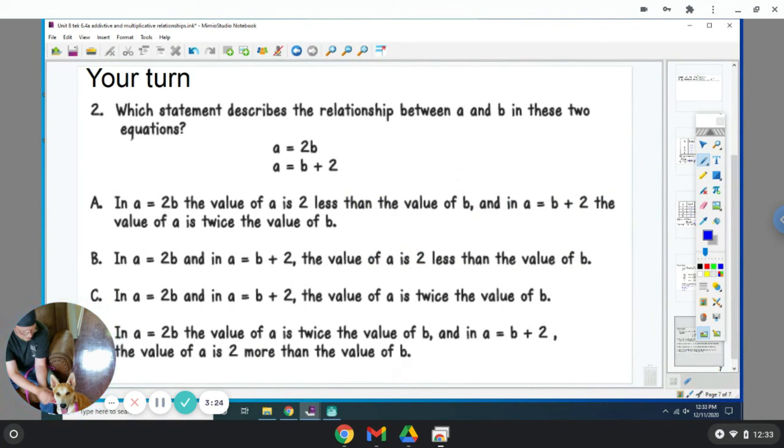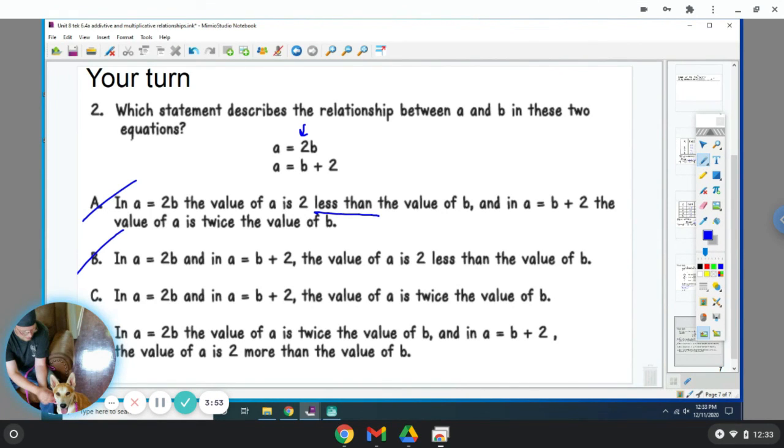Okay. And which statement describes the relationship between a and b in these two equations? So in this one, 2 is being multiplied, and in this one, 2 is being added. So in 2b, the value of 2 is less than the value of b. No, less than means to subtract. That's not right. In 2b and in a is equal to b plus 2, the value of 2 is less than b. That's not true for both of those.